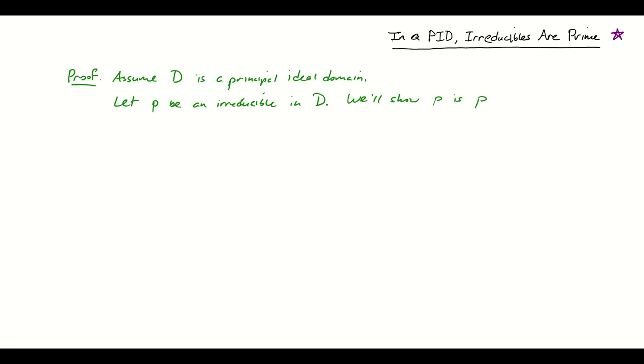P is prime. And the way we're going to approach that is we're going to start with the definition of prime. So our definition of prime in ring theory, P prime means that if P divides AB, then P divides A, or P divides B, and P is a non-unit. Okay, we already know that P is not a unit. That's part of P being irreducible, so we need to prove the other thing.